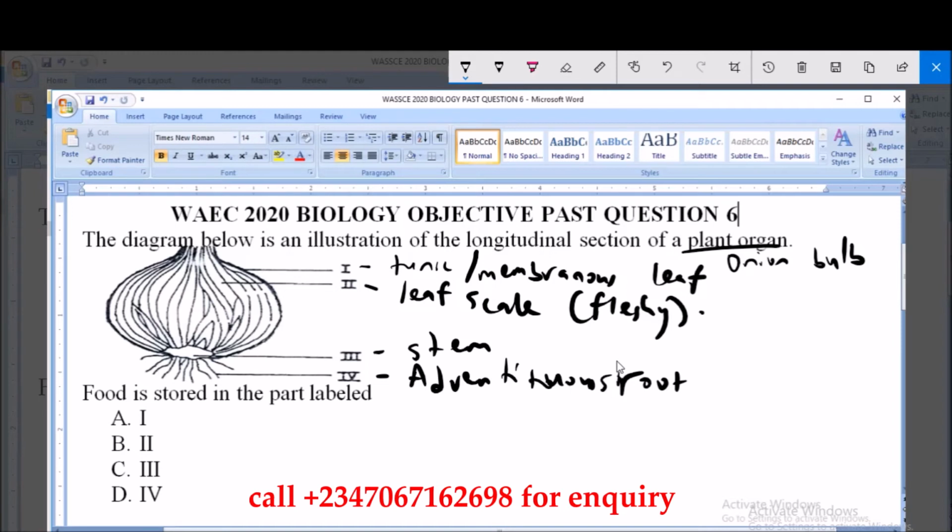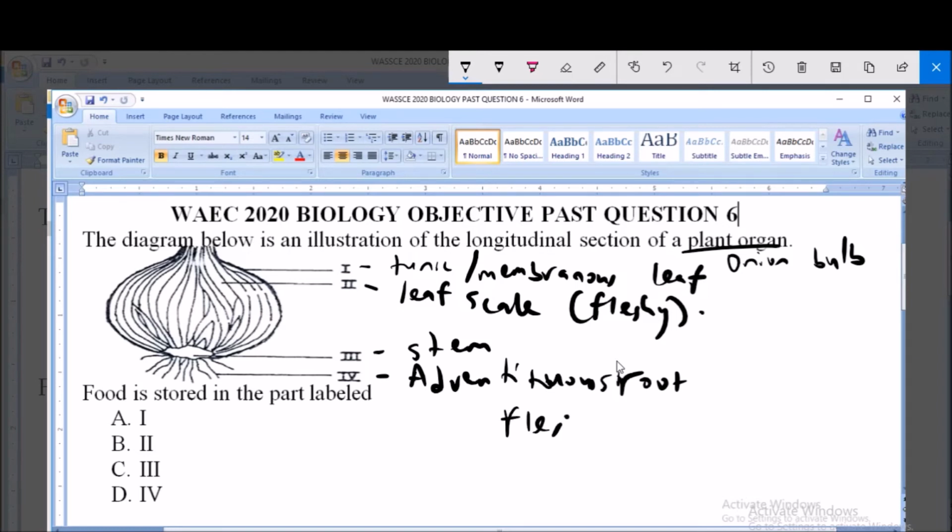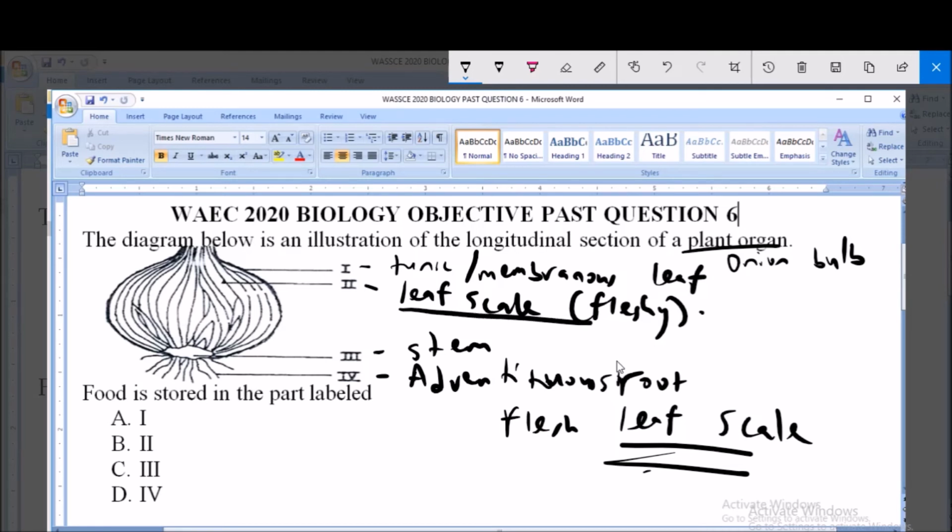And we're asked where food is stored. Now, food in an onion bulb is stored in the fleshy leaf scale. And the fleshy leaf scale, as we have established here, is the part labeled 2. That is this. So option B, 2, is the correct answer to this question.